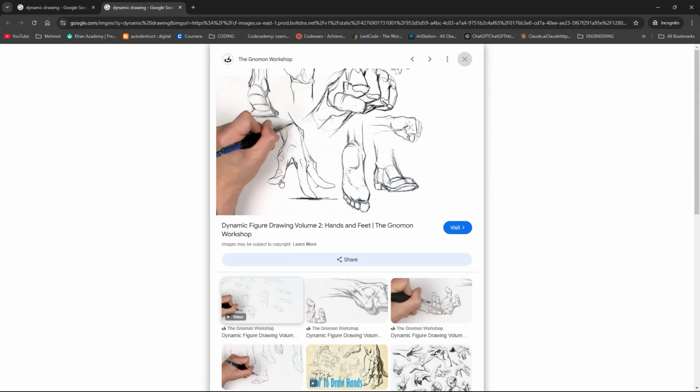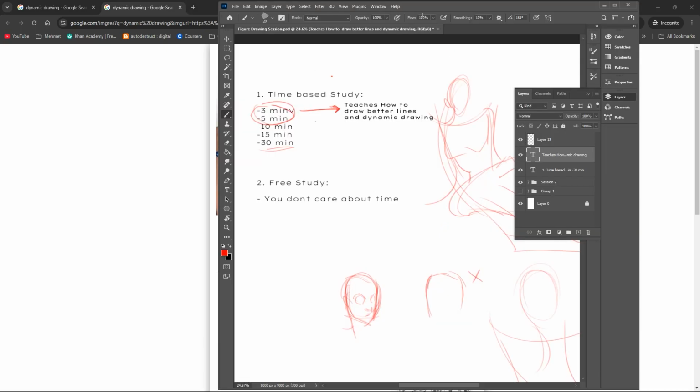For example, this is a good example. Okay, look at this hand. You find it visually pleasing, right? And actually, the reason is that it is dynamic, and the line art is appealing.